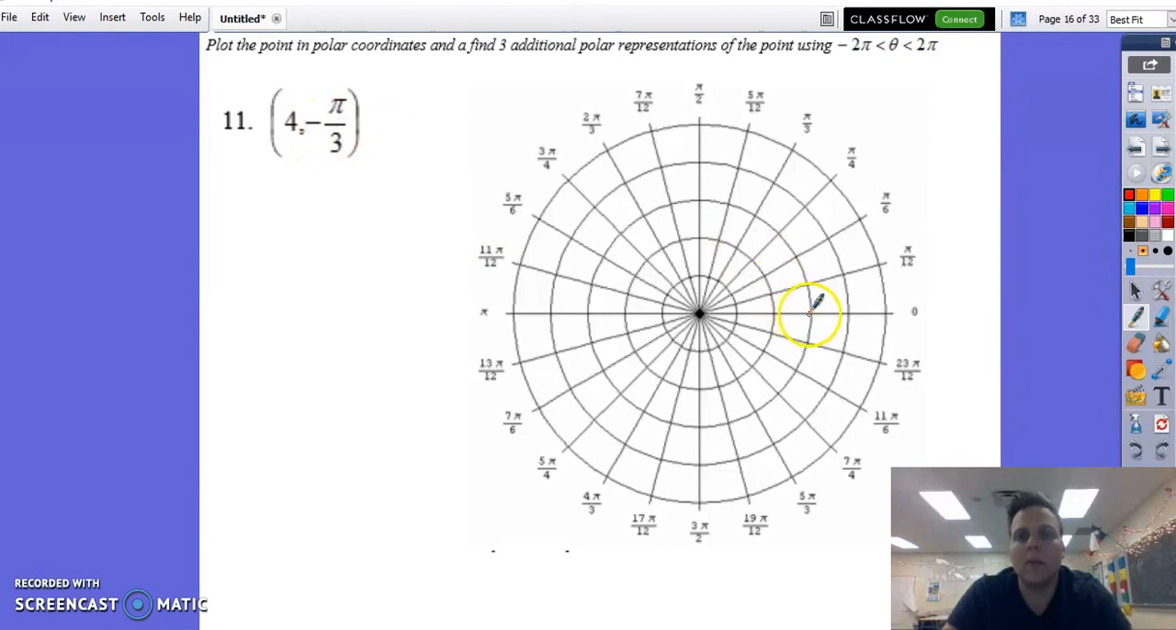So first off, where does positive pi over 3 fall? It falls 1, 2, 3, 4 lines up. So negative pi over 3 just simply falls 4 lines down. So 1, 2, 3, 4. And we're on the 4th circle, so it falls right here.